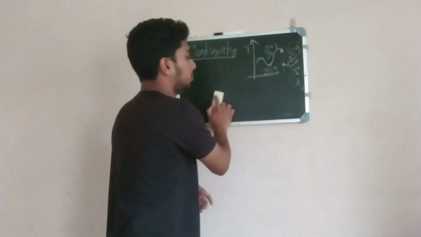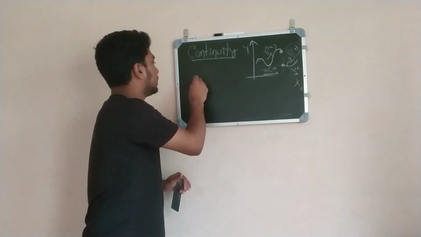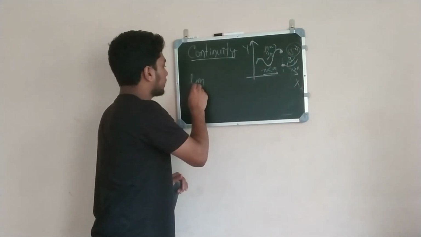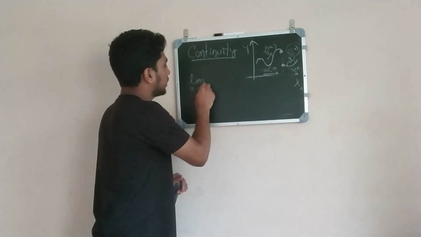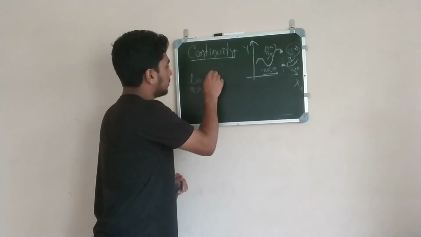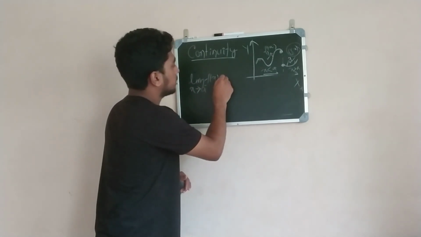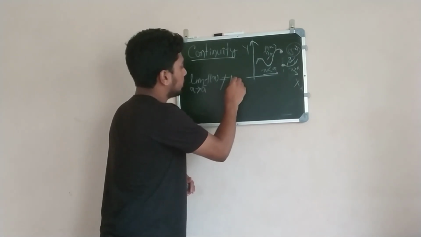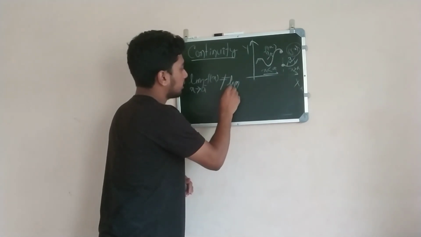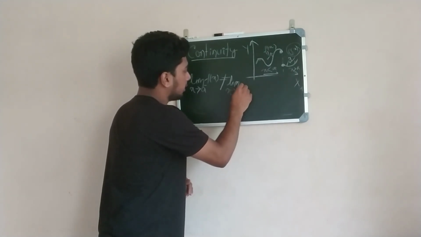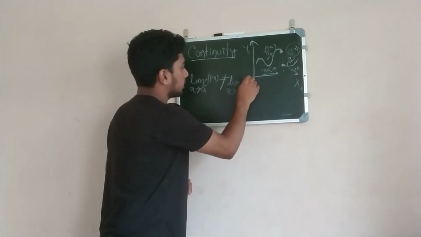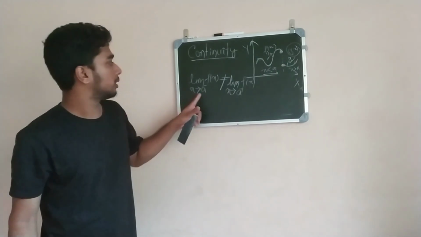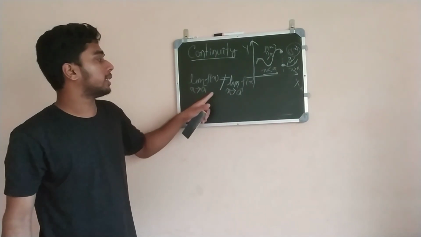I will simply write that the limit as x tends to a minus of f(x) is not equal to the limit as x tends to a plus of f(x). So this limit does not exist.